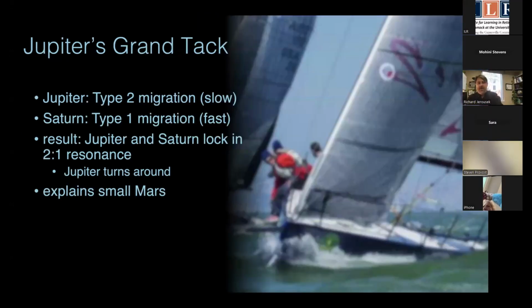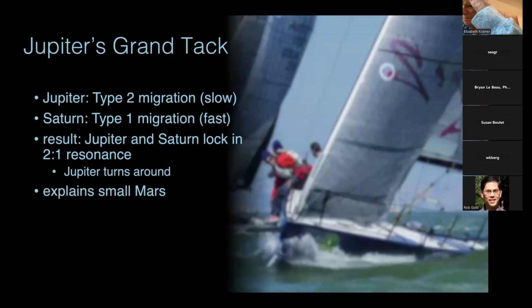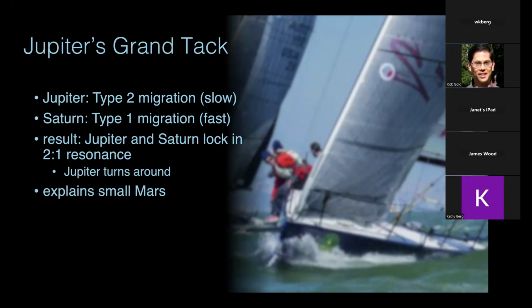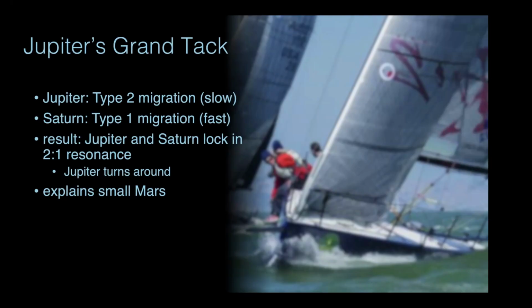Okay, so now I'm going to talk about a really fun idea from the early aughts called the Grand Tack hypothesis. And we're going to start back when the solar system was just forming. There was a protoplanetary disk, and Jupiter formed first. It formed first, and it was in the most densest part of the disk, so it got big.